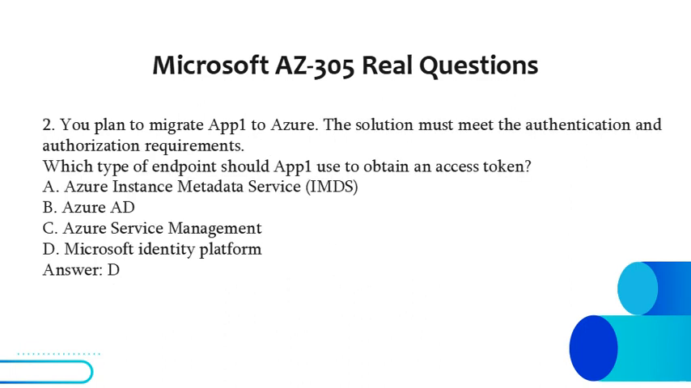2. You plan to migrate App 1 to Azure. The solution must meet the authentication and authorization requirements. Which type of endpoint should App 1 use to obtain an access token? A. Azure Instance Metadata Service, IMDS. B. Azure AD. C. Azure Service Management. D. Microsoft Identity Platform. Answer: D.